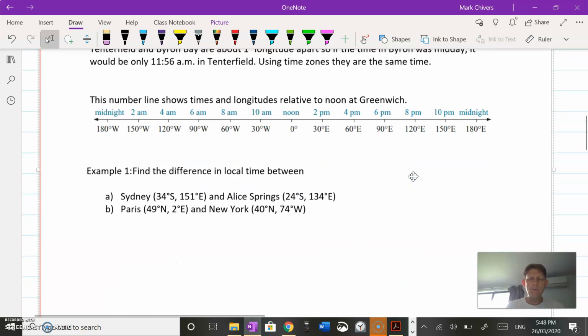So obviously here, remembering of course with time zones, we've got a 0 in the middle, and we can either go east or west. So think of your east as your positive numbers, think of your west as your negative numbers. And once again, I would advocate using a timeline.